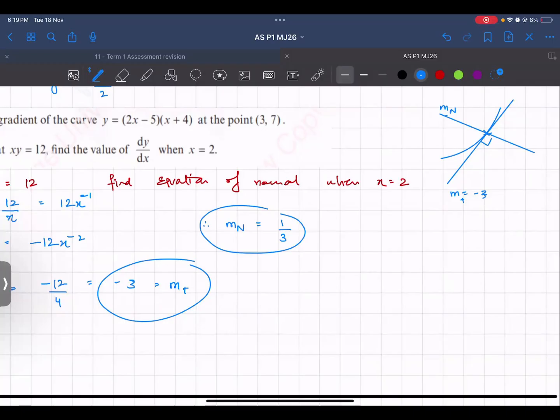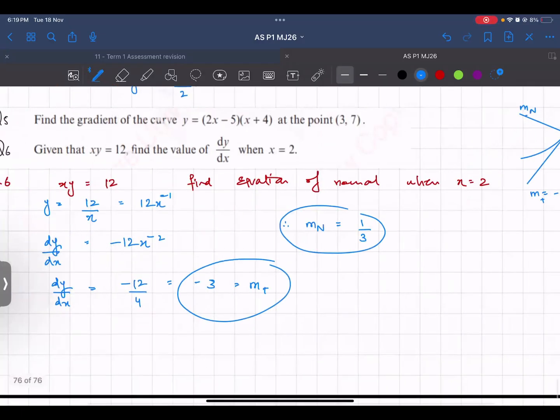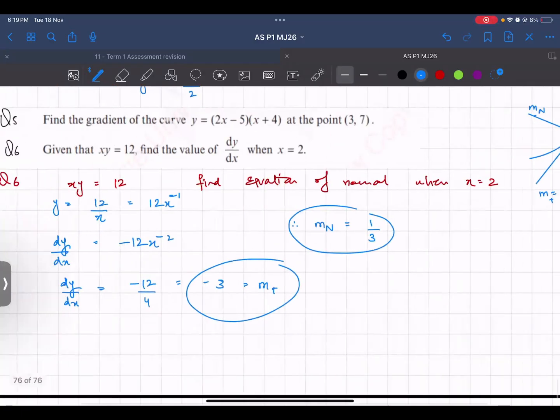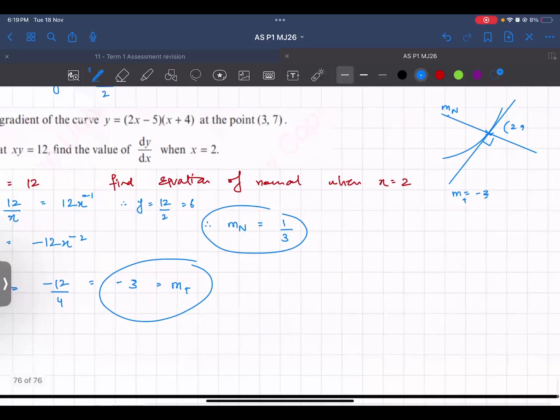And the point of tangency, the point of the normal, and the point on the curve are all the same, where your x is 2. Your value of y will become 6, since 12 upon 2 is 6. So the point is 2 comma 6, and all three of them are intersecting at the same point: normal, tangent, and the curve itself.